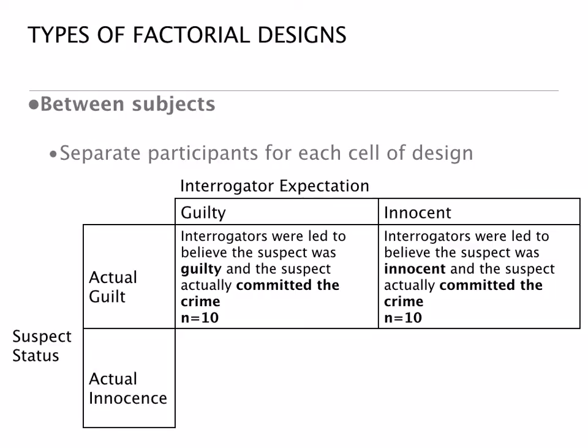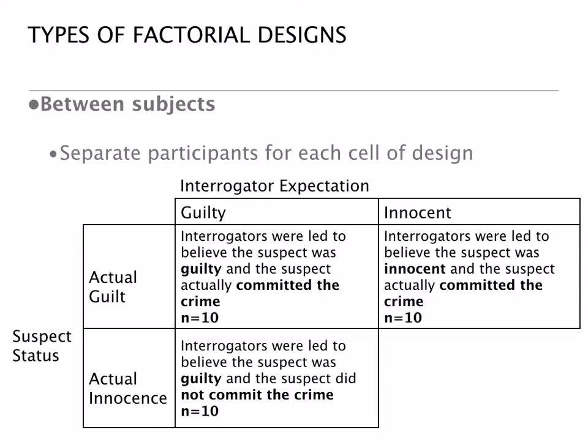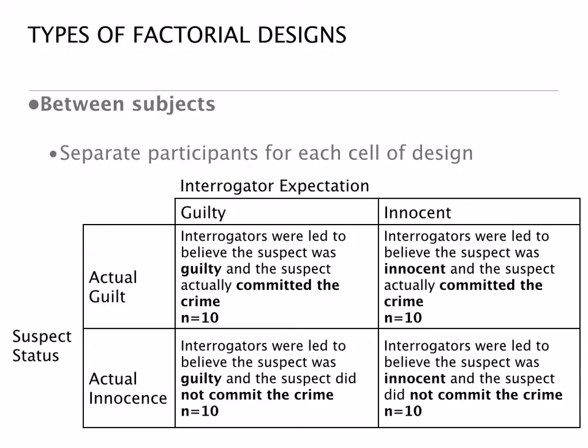an additional 10. The suspect status of actual innocence and guilty interrogator expectation: interrogators were led to believe the suspect was guilty and the suspect did not commit the crime. There was an additional 10. And our final cell, looking at interrogator expectation of innocence combined with the suspect's status of innocence: the interrogators were led to believe the suspect was innocent and the suspect did not commit the crime. We have an additional 10.